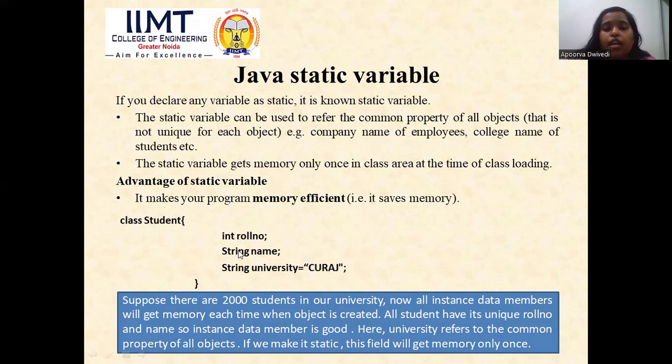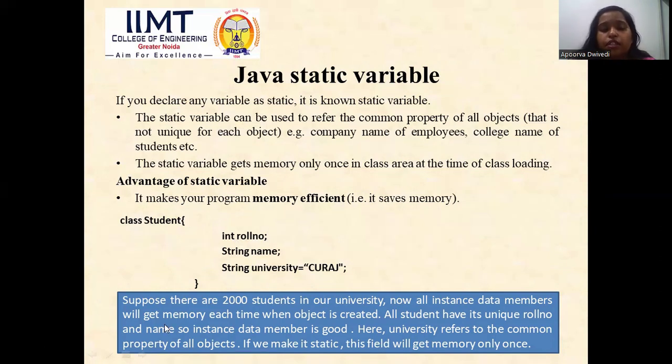Just look here. In this example, there is a class whose name is Student, and it deals with the data of a student. There are basically three member variables. The first is roll number, which is of integer type, then name, which is of string type, and next is university. It means we are storing three data: roll number, name, and university.